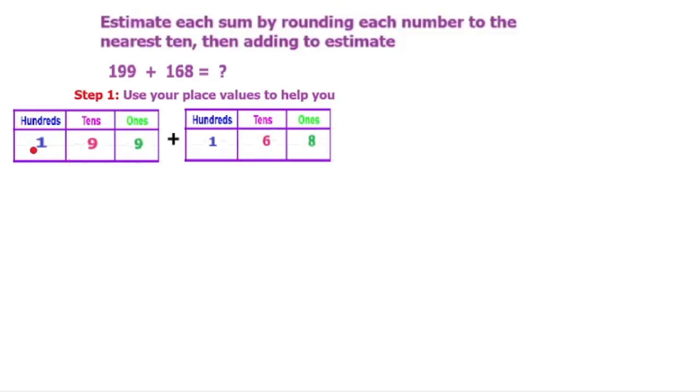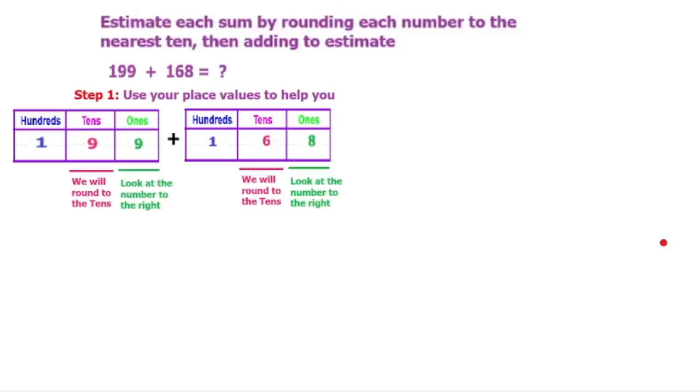So we put 199 in here. 1 is the hundreds, 9 is the tens, and then 9 ones, right? 168, we have 100, 6 tens, and 8 ones. And what we're going to do is we're going to round to the tens. So here's the tens because it tells us to round to the nearest 10, right? These are the tens. So we will round to the tens, and to do that, you look at the number to the right, which is this one. Okay, so you do that for both the numbers.